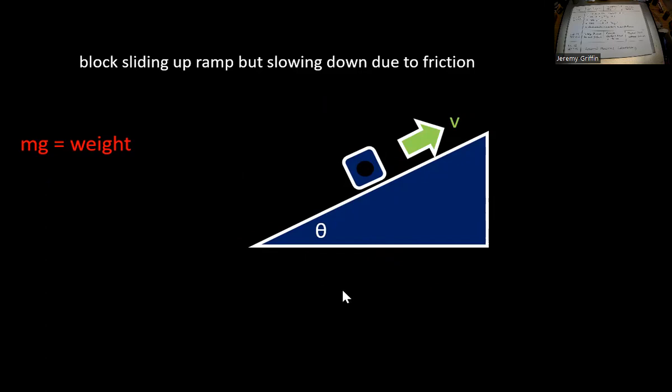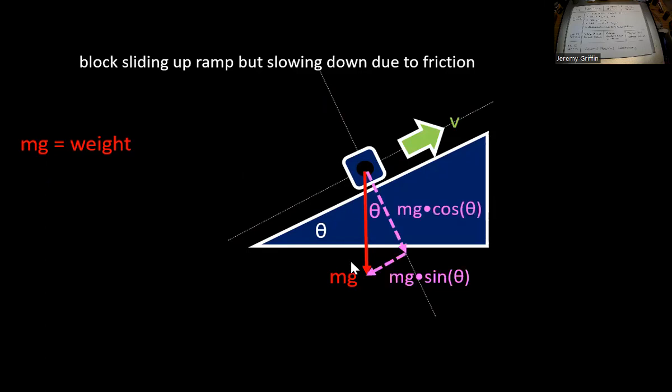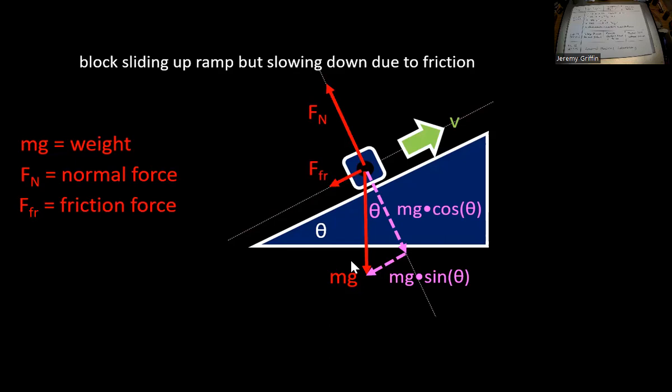All right, so let's go through the process. Has a weight. Let's introduce the Cartesian system. Bam, right there. Break the weight into components. Bam. Introduce normal force. Bam. And then, all right. So far it's all the same. Okay. But friction. Friction is going to oppose the motion.